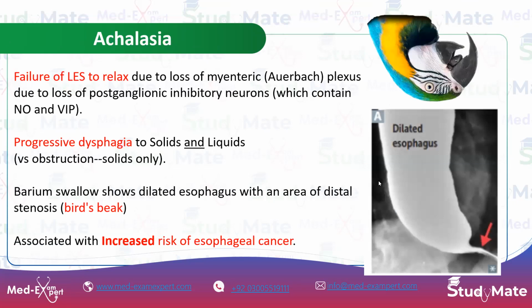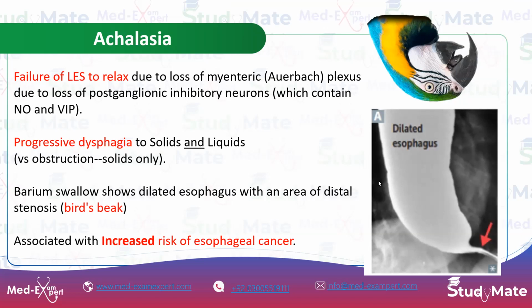The next pathology which we see is the achalasia. So achalasia is a disorder of the lower esophageal sphincter. It is failure of the lower esophageal sphincter to relax. This failure is due to loss of the myenteric, which is also known as the Auerbach plexus, due to loss of the postganglionic inhibitory neurons, which contain nitric oxide and vasoactive inhibitory peptide.